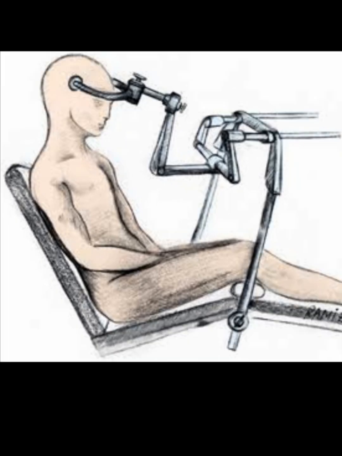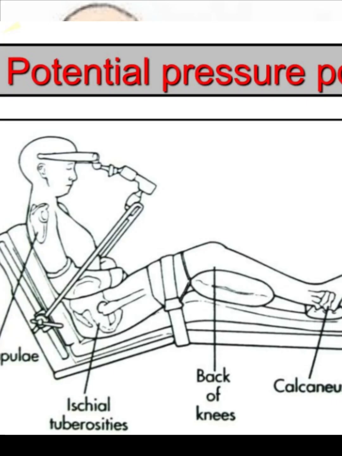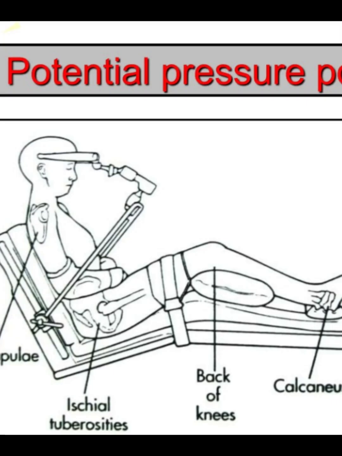Importantly here, the head is stabilized with cranial support. Arms are secured to a body support attached to the operation table. The degree of flexion of the neck is variable. Then the pressure points are the heels, behind the knees, buttocks and arms. So these are the pressure points.